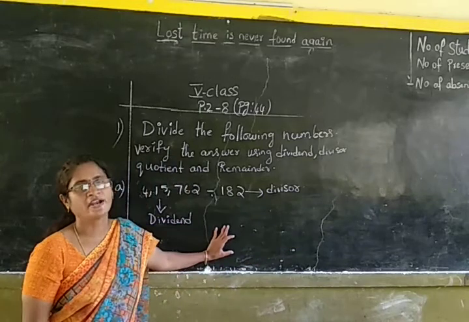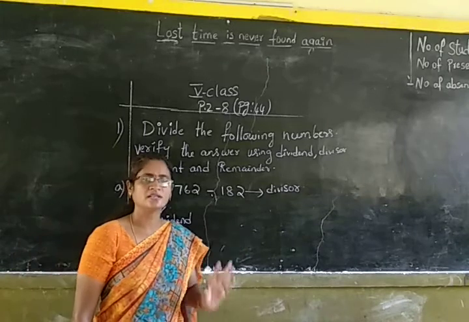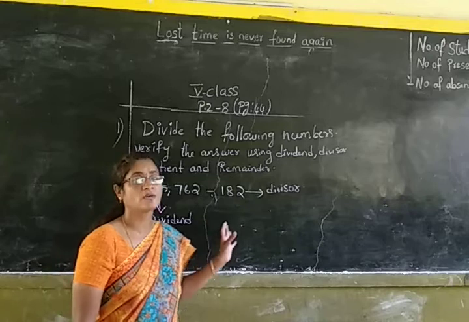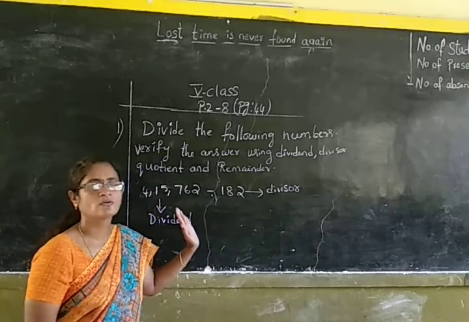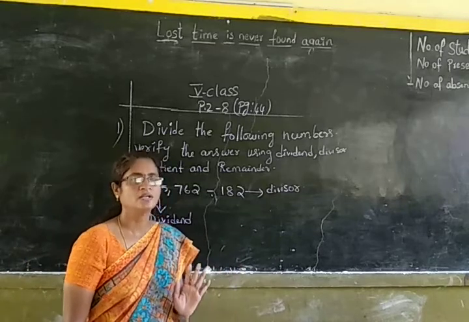After division, we find out the quotient and remainder. Also, after doing the division, we are going to check whether our division is correct or not by using the check rule for division.